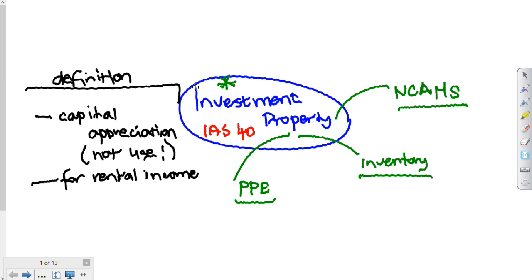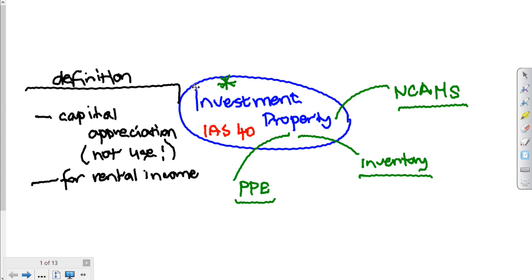So if I have a property that I'm not using, I'm just holding for capital appreciation, I've bought a building, I've bought a holiday home, I've bought a piece of land, and I'm not using it, I'm holding it for capital appreciation, then that property is considered to be investment property. If I have a property that I have to earn rentals, that property is considered investment property.